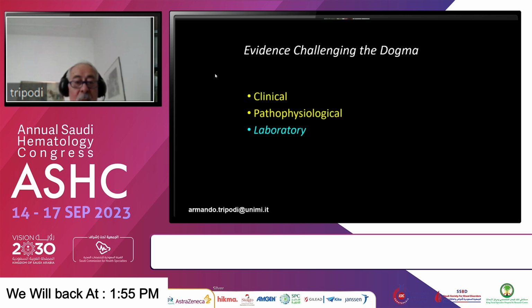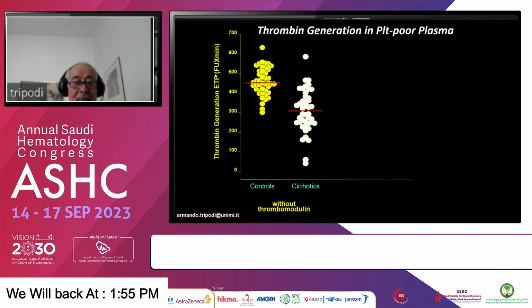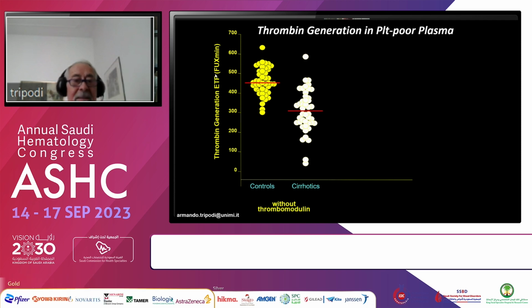And finally, what is the laboratory evidence challenging the dogma? In 2005, we first provided evidence of normal thrombin generation in cirrhosis, despite the fact that these patients may have abnormal conventional coagulation tests, such as PT and APTT. In fact, we investigated thrombin generation in platelet-poor plasma in these patients. And as you can see here, in the absence of thrombomodulin in the system, patients displayed significantly reduced levels of thrombin generation with respect to the controls.